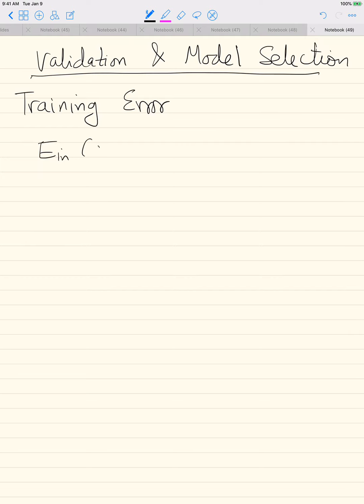Okay, so validation and model selection. We have been discussing two kinds of errors. One is the training error and the other is the test error, right? The training error is basically the average of your loss on the training examples.